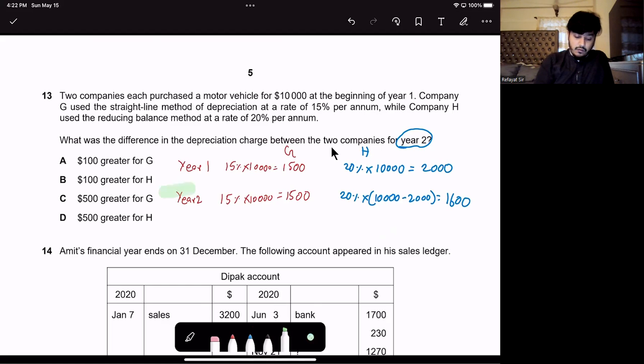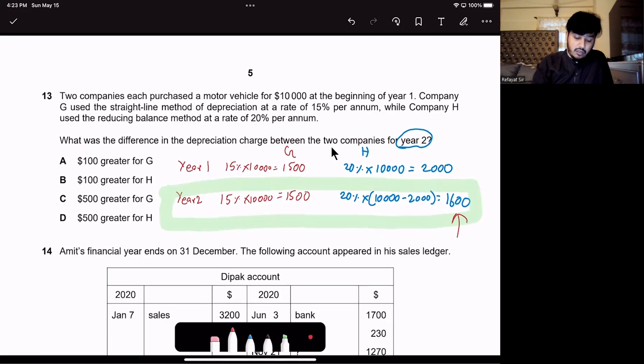And as you can see, for year two, company H's depreciation is more than that of company G, and by what amount? $100. 1,600 minus $1,500. So depreciation for company H is $100 greater than that of G. So $100 greater for H. B is the answer.